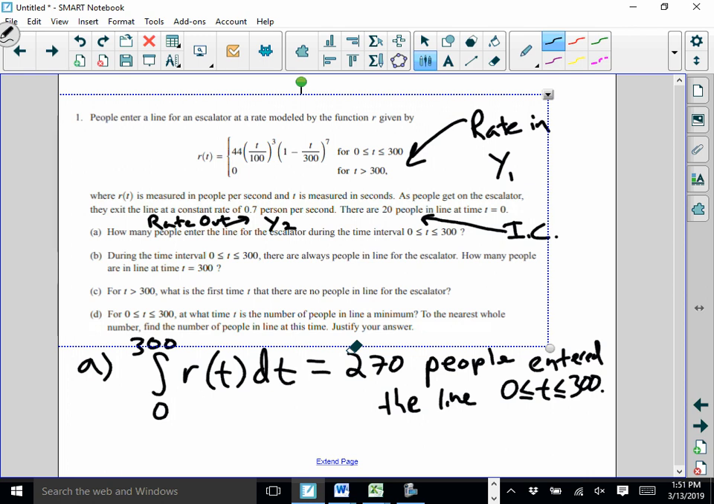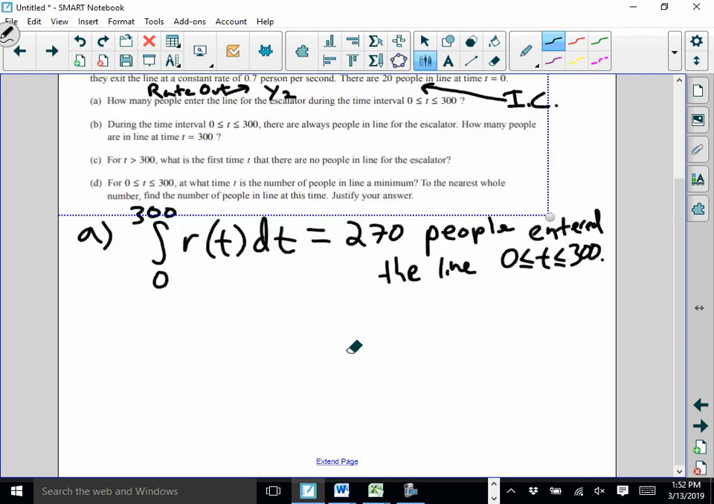So what I want to do is come up with an equation that I'm going to use throughout this problem. Okay? The equation I'm just going to call capital A of t. Okay? This is amount of people in line.